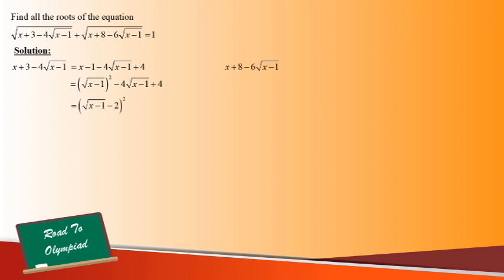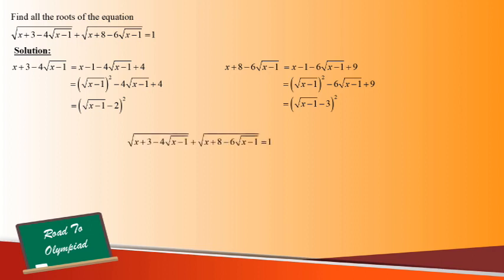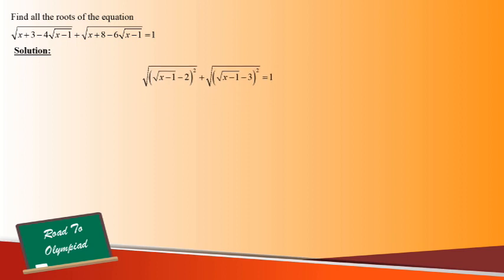Similarly, x plus 8 minus 6 times square root of x minus 1 can be rewritten, again by rewriting x minus 1 as the square root of x minus 1 the whole thing squared, as square root of x minus 1 minus 3, the whole thing squared. Then the equation above can be simplified as follows. Take note that we do not remove the square root and the square straight away, otherwise we might miss out some important solutions. Let's clean up the screen a little bit.